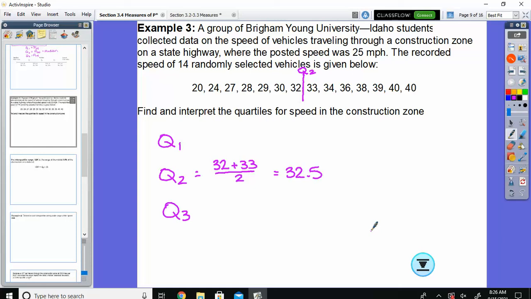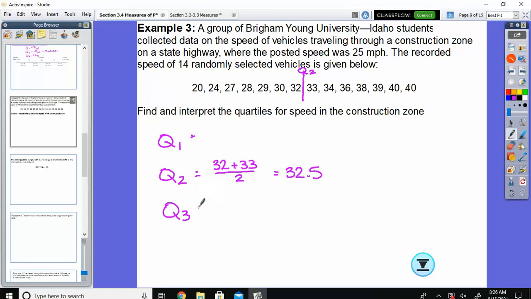What does that mean if the second quartile is 32.5? At that speed, 32% of people are going under the speed limit. What percent of people? 50. It's the second quartile. So 50% of the people were driving less than 32.5 miles per hour.